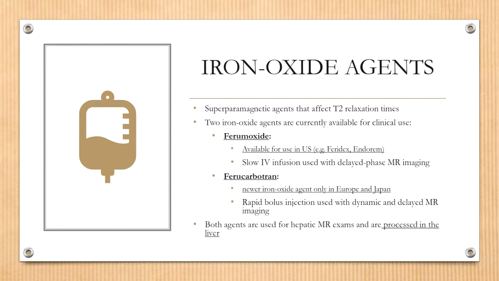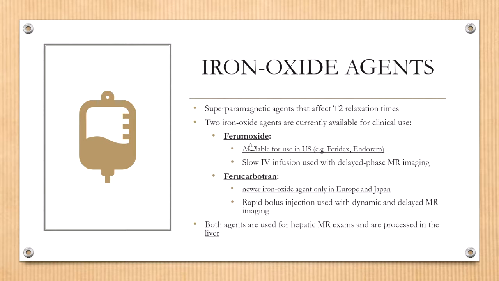All right, so some more major types of contrast agents used in MRI. Iron oxide is a superparamagnetic agent, which means that it is a T2 enhancement agent. It affects the T2 relaxation times of tissue. And there are two main iron oxide agents that are available for clinical use in the world. One is available in the US and other countries, of course. And then this one right here is only available in Europe and Japan.